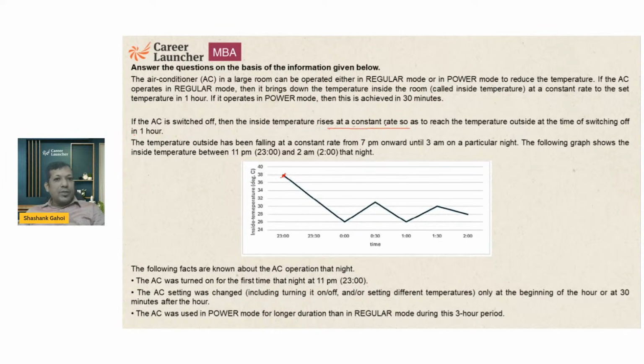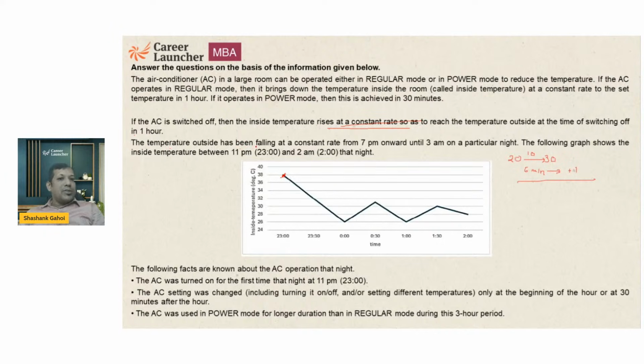What is the meaning of constant rate? Basically, if I'm just taking random numbers, if the inside temperature is 20 degrees and the outside temperature is, let's say, 30 degrees, it is going to happen in 1 hour. So it is going to increase 10 degrees in 1 hour. Now 10 degrees in 1 hour, right? So it means every 6 minutes the temperature is going to increase by 1 degree. That is the meaning of the constant rate. This is what it means.